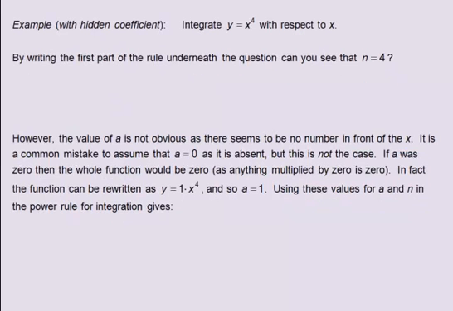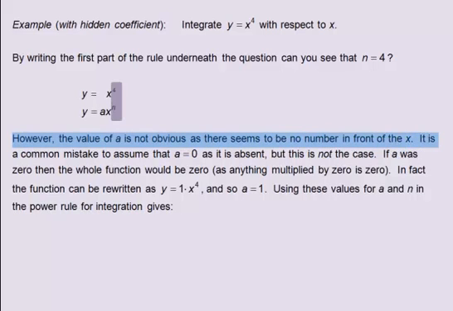Example with a hidden coefficient. Integrate y equals x to the power 4 with respect to x. By writing the first part of the rule underneath the question, can you see that n equals 4? However, the value of a is not obvious, as there seems to be no number in front of the x. It is a common mistake to assume that a is 0, as it is absent, but this is not the case. If a was 0, then the whole function would be 0, as anything multiplied by 0 is 0.